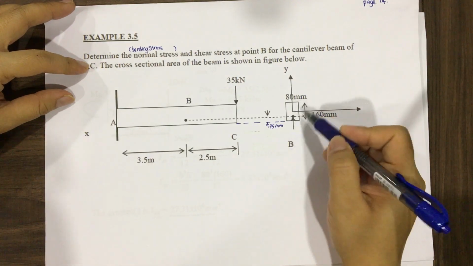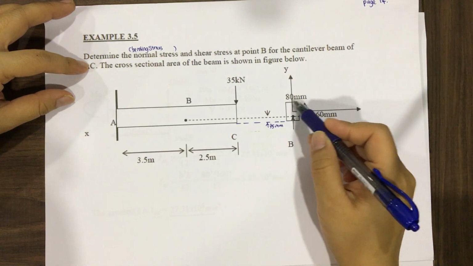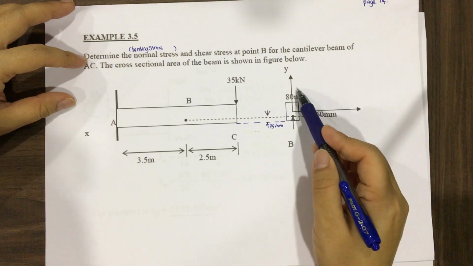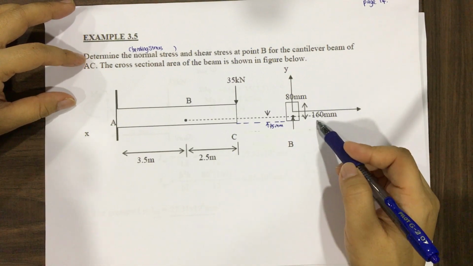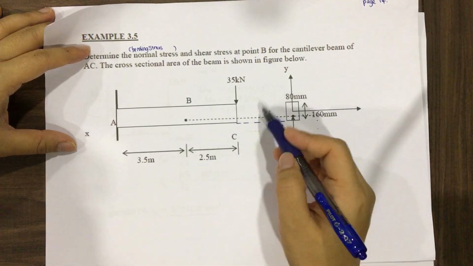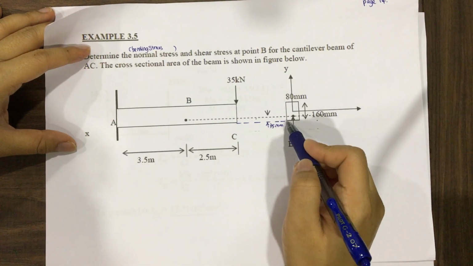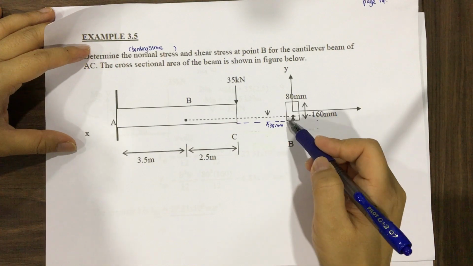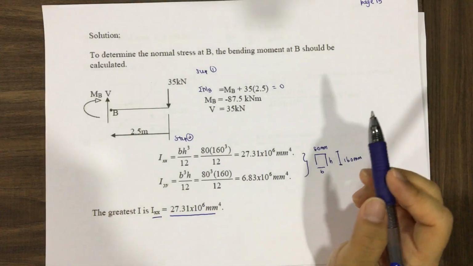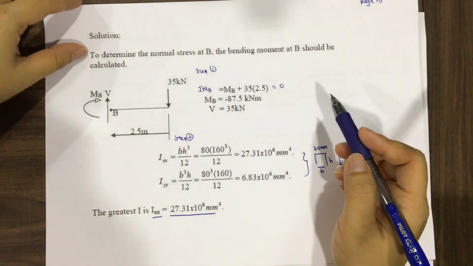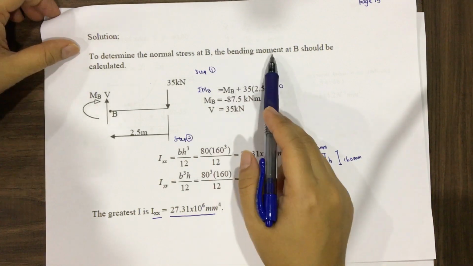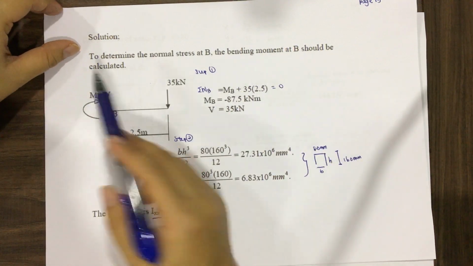So this is a simple rectangular shape beam. The B is 80 and then the H is 160. The point B is located 35 mm from the bottom. So to determine the normal stress at B, the bending moment at B should be calculated.